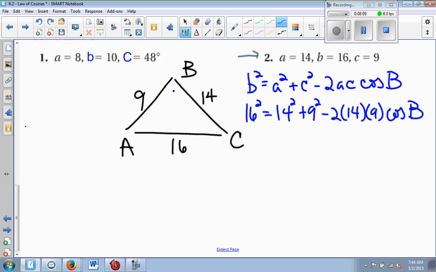Now this one isn't as easy as the last one, because this one is not already in the form variable equals. So we actually have to rearrange this and solve it for B. Now we're going to do this step by step because I don't want you to make a silly algebra mistake. So this is going to seem really stupid, but I want you to do it step by step with me so that you can see where these numbers are coming from. First thing, we're going to simplify. 16 squared is 256. 14 squared is 196. 9 squared is 81. 2 times 14 times 9 is 252.